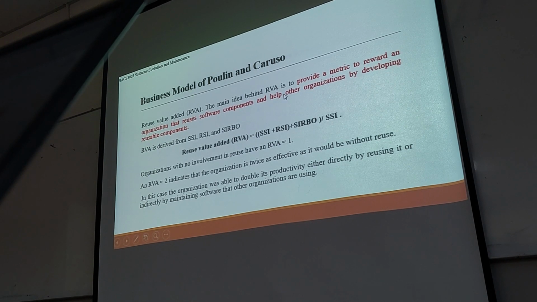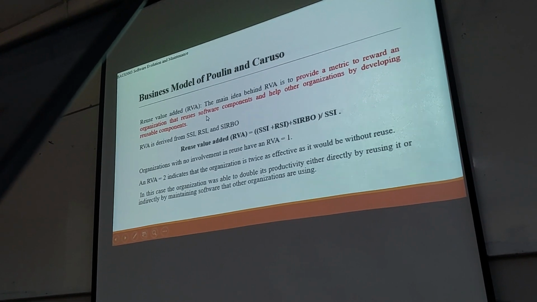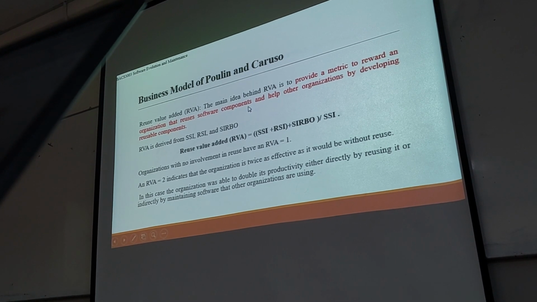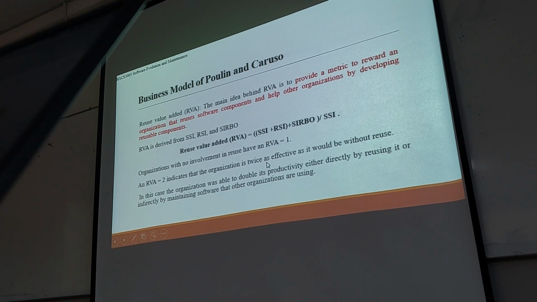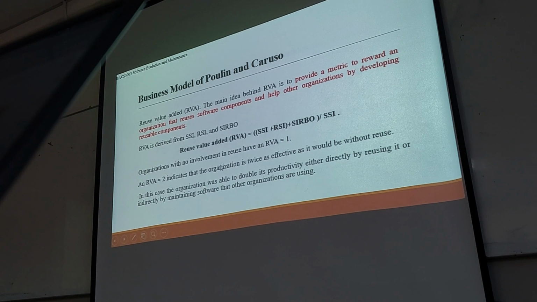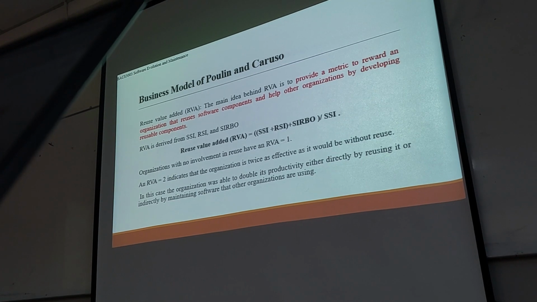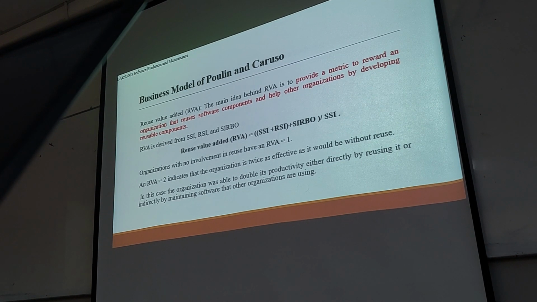Reuse value added. The main idea behind RVA is to provide a metric to reward an organization that reuses software components and helps other organizations by developing reusable components. And then the RVA formula: if there is no involvement in reuse, then your RVA should be 1. If RVA is 2, it means your organization is twice as effective as it would be without reuse.